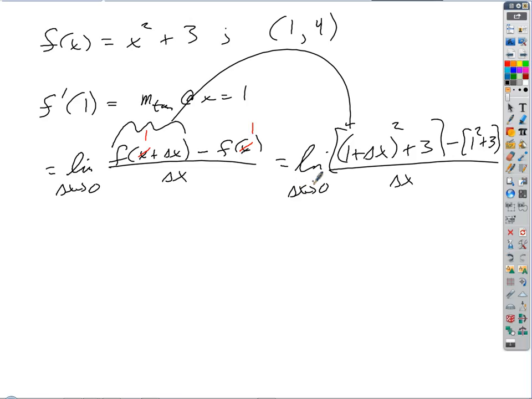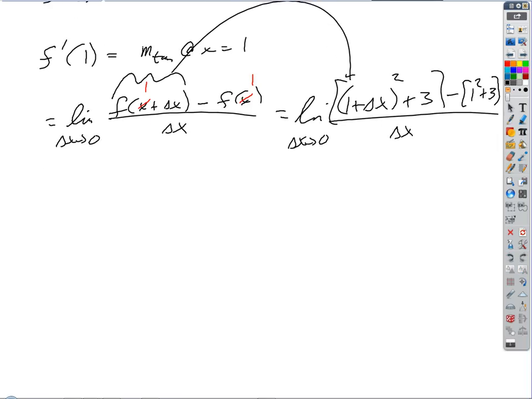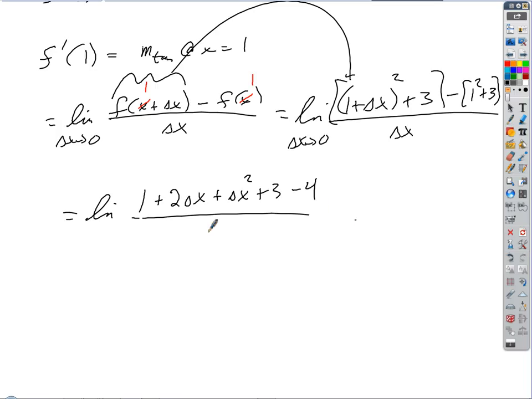Okay. So what's that give us? If I square this out, I'm going to get the limit of, what's the quantity 1 plus delta x squared? 1 plus 2 delta x plus delta x squared, plus 3, minus 1 plus 3, which is 4. Okay. All divided by delta x, as delta x goes to 0.